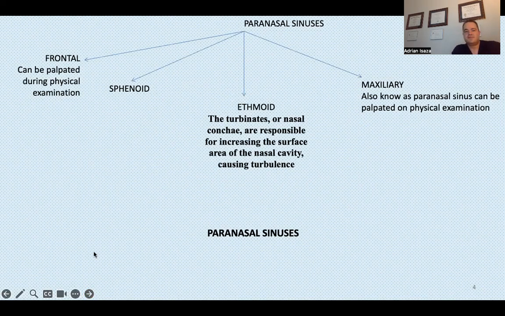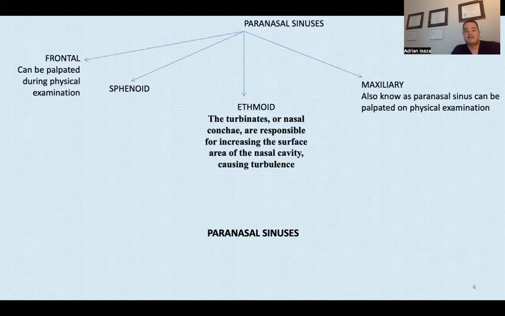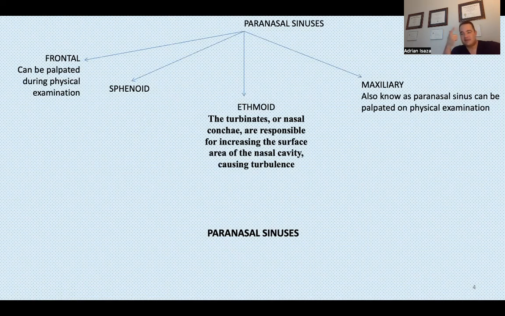Here we go into the paranasal sinuses. Clinically, these can get inflamed and tender upon palpation or percussion. There are four sinuses. Paranasal means besides the nasal, which is the nose. So the ethmoid, part of the ethmoid, is called a turbinate or nasal concha. They're responsible for increasing the surface area of the nasal cavity, causing turbulence.